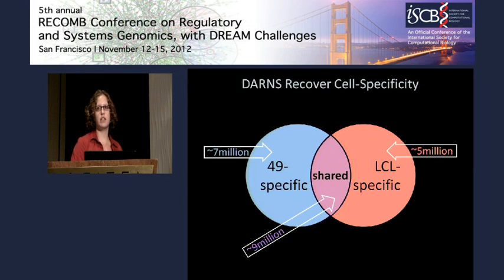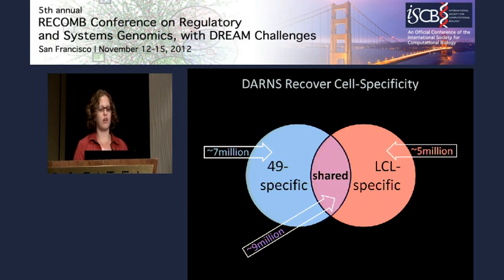So since we have complete DHS data for all the 49 cell lines in our study, we decided to look further into cell-specific effects of DARNs. In addition to our data, we also ran the DARNs HMM pipeline on a combination of 70 lymphoblast cell lines, or LCLs, that we retrieved from the Pritchard lab.